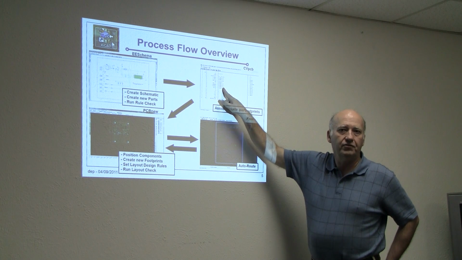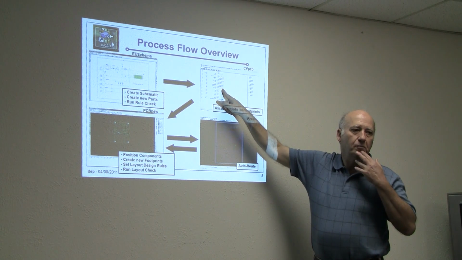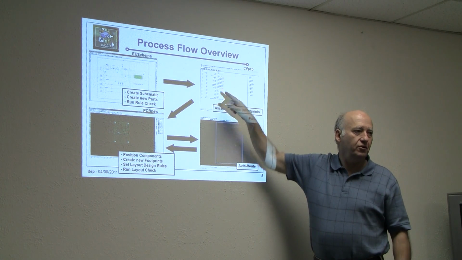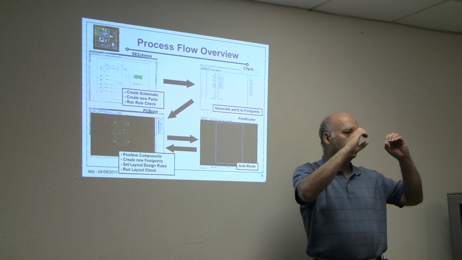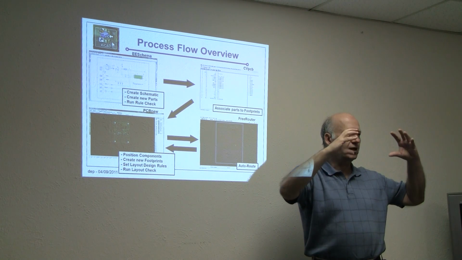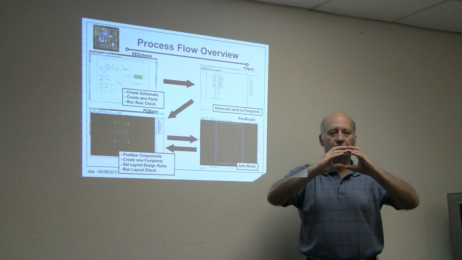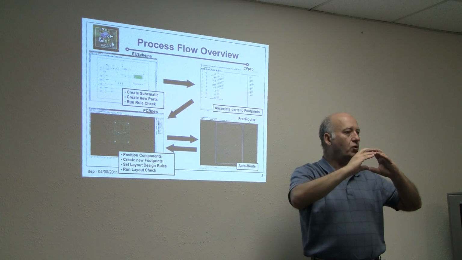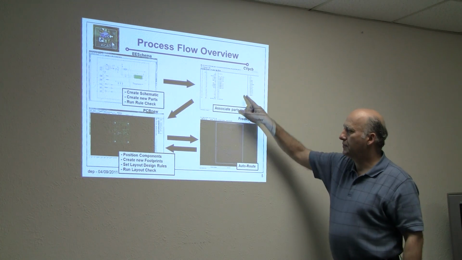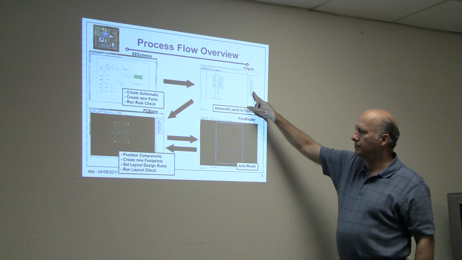Okay, so for example, let's say the footprint on a part uses round pads, but you like the rectangular ones that are like this. You can switch the footprint to that part. All right, so we'll go into that.